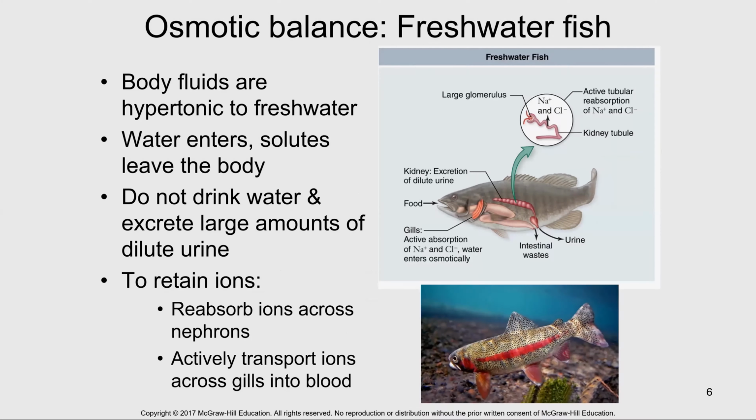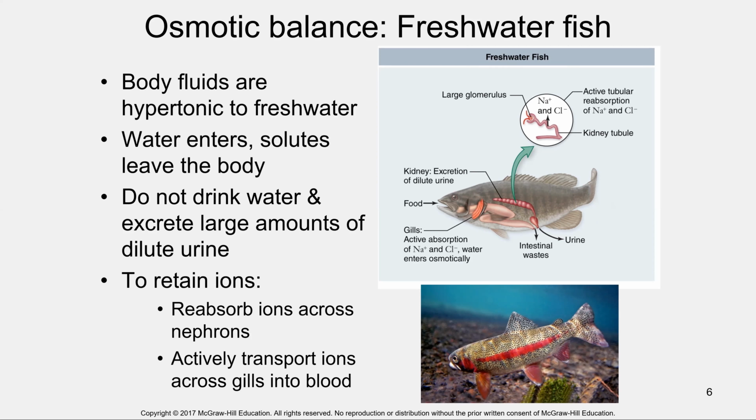The body fluids of freshwater fish are hypertonic when compared to the surrounding water. And this creates two problems. Water tends to enter the body from the environment, and solutes would tend to leave the body and enter the environment. Now, freshwater fish address the issue of water tending to enter the body by not drinking water and by excreting a large volume of very dilute urine. And this urine is hypotonic to their body fluids.